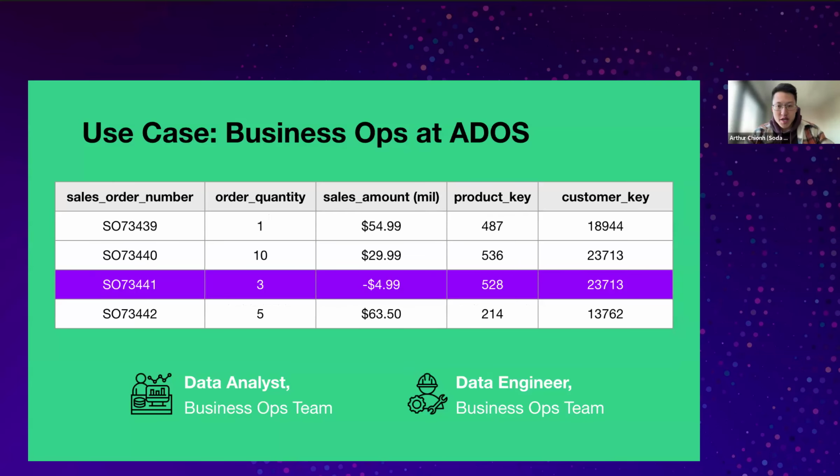So here is our use case for today, where we have some sales data at the business operations department in the organization ADOS. So here we can already see some bad quality data that is highlighted in purple. So you can see that there's an unexpected negative sales amount. So this is, as expected, going to cause some problems. For example, if this data is used to produce a sales report.